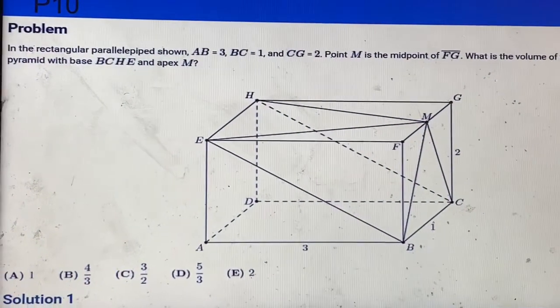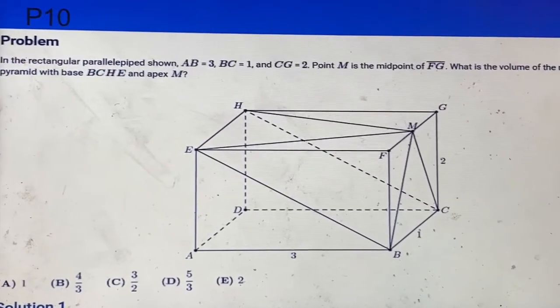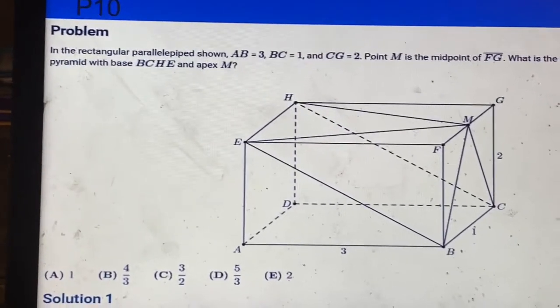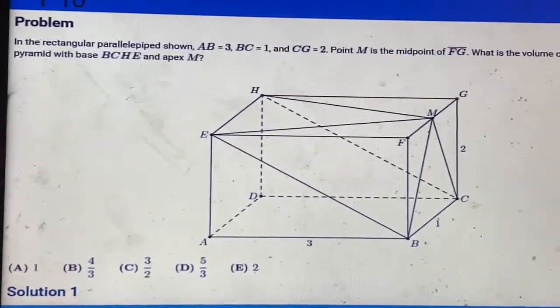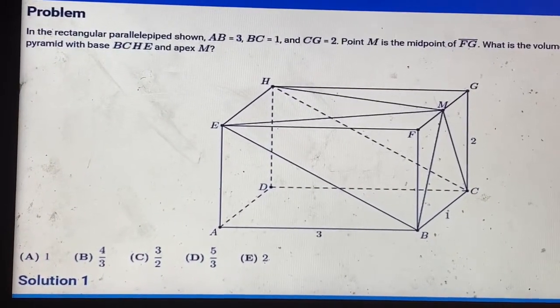In the rectangular parallelepiped shown, AB is equal to 3, BC is equal to 1, and CG is equal to 2. Point M is the midpoint of FG. What is the volume of the pyramid with base BCHE and apex M?